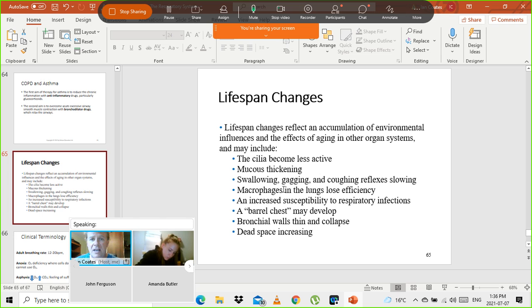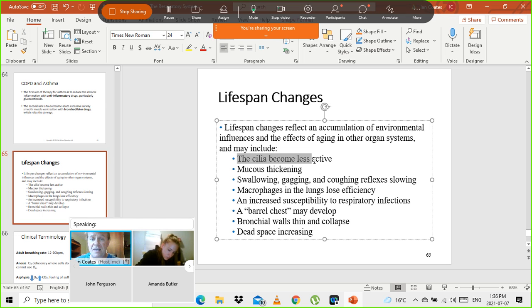Bronchodilators. Lifespan changes. The cilia become, this is over time, for older people, and these are just some of the things you're going to see. The cilia become less active or not involved. Mucus thickening, swallowing, gagging, coughing reflex. There's that barrel chest. The bronchial walls become thin, collapsed. And this is a big problem, is dead space in the lungs.